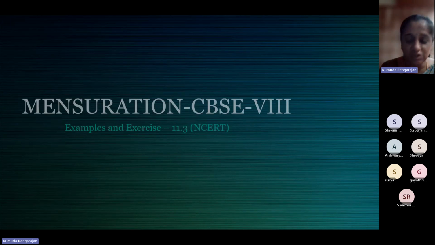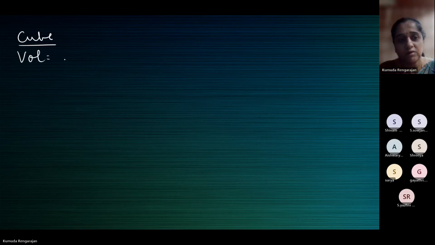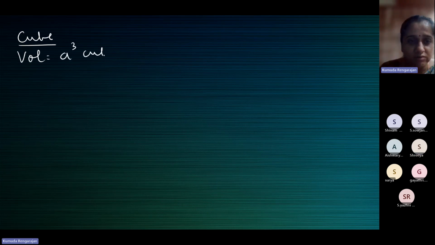All right, so before we proceed with the next exercise from NCERT, we'll just recall all the formulae we have seen in this chapter, mensuration. Starting from cube. What's the formula to find the volume of a cube? Volume of a cube, A cubed, cubic units. Good.